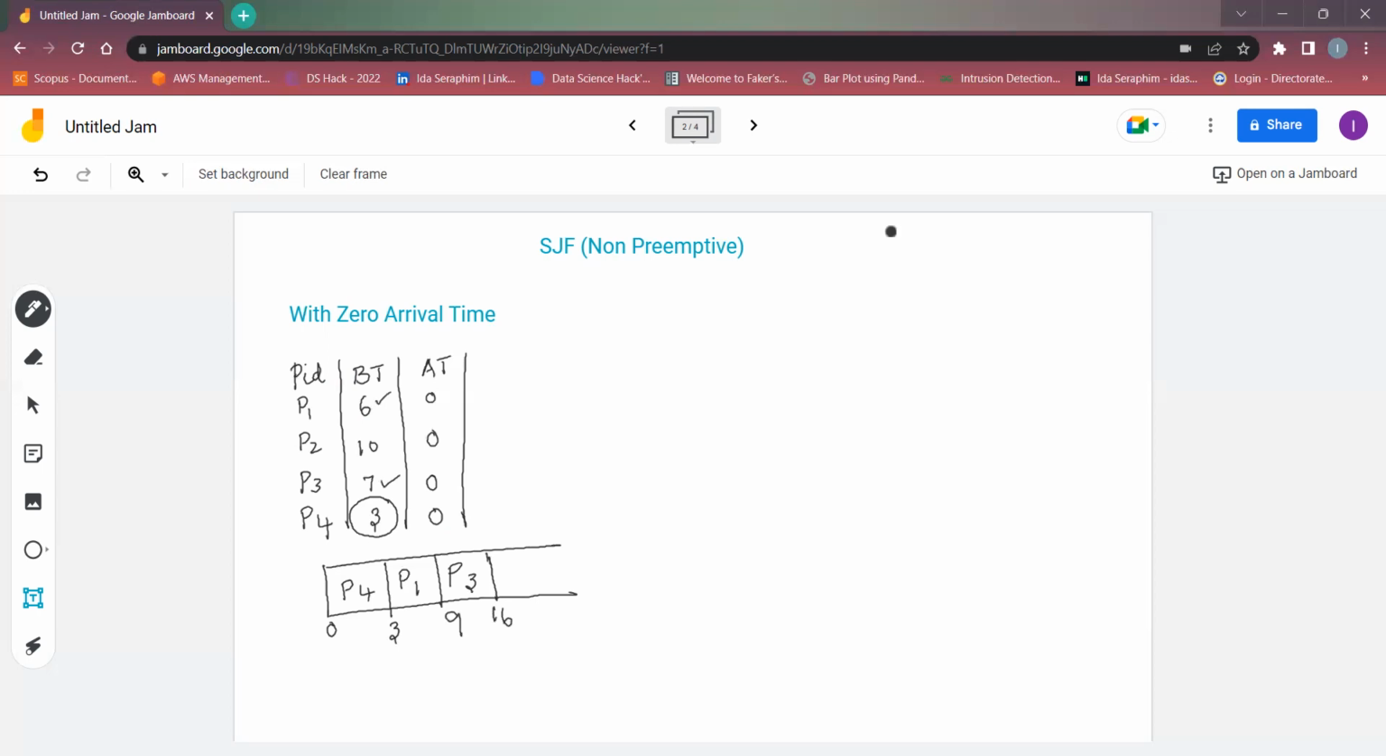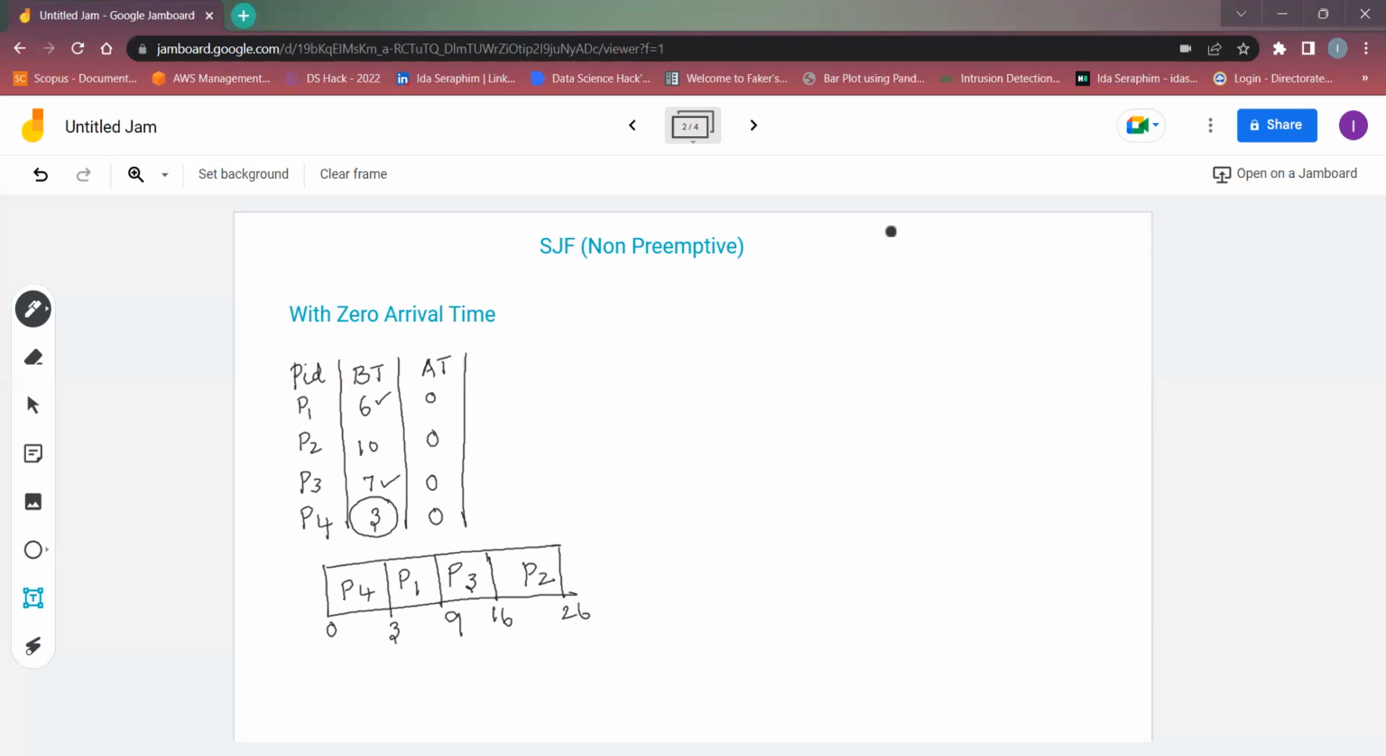Finally, the process to come in will be P2. Now P2 gets the CPU and it executes for 10 milliseconds. From 16 to 26, this will execute. 16 plus 10 is 26.